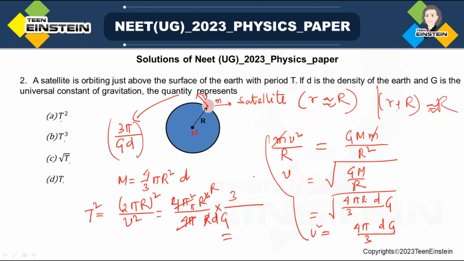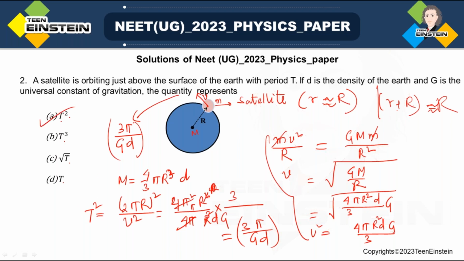Okay, I'm sorry, see, this here is the volume I have to write. So this is r cube. So here will be eventually r square. Okay, so this will be r square. Okay, here it will be r square. So if this is r square, then there will be no r. So 1 pi will be there. So see, the value will be 3 pi by g d. This is equal to t square.